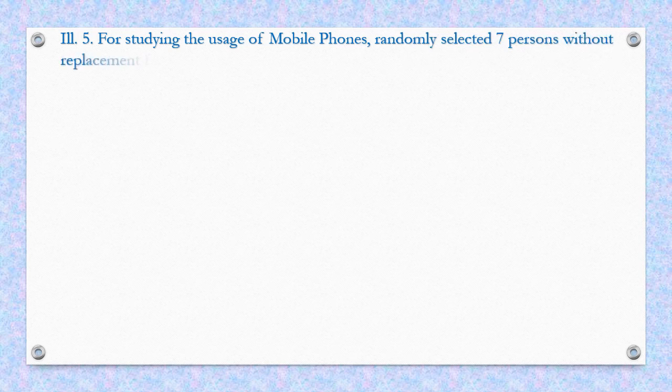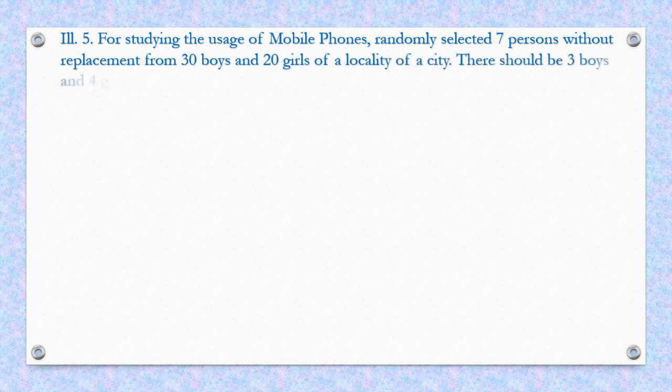Illustration 5. For studying the usage of mobile phones, 7 persons are randomly selected without replacement from 30 boys and 20 girls from a locality of a city. There should be 3 boys and 4 girls in the randomly selected 7 persons.